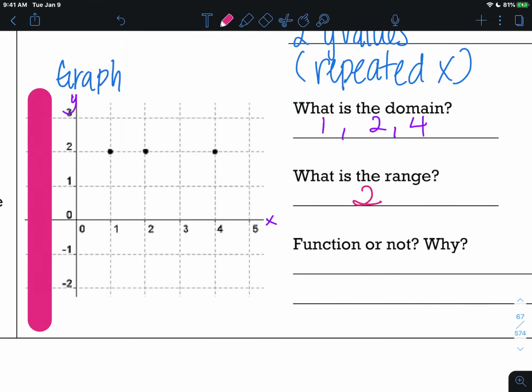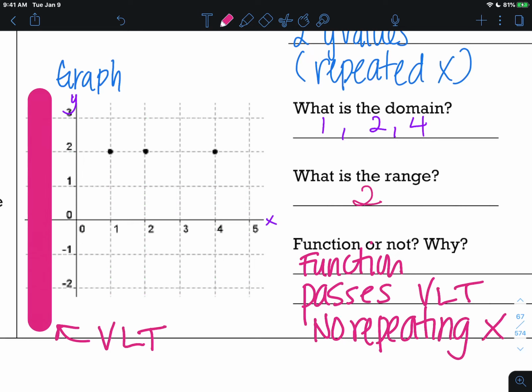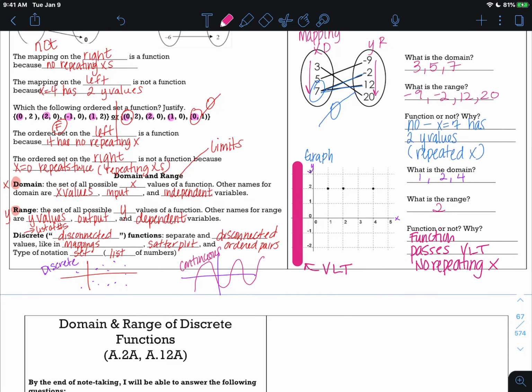And guess what? We just learned something else. This is called the vertical line test. And it has no repeating x's. So what this tells us is whether or not the x's repeat. This is called my vertical line test. So if I see something on the graph, I just run my pencil across it, see if it touches twice. If it does not touch twice, then I'm good. It's a function.